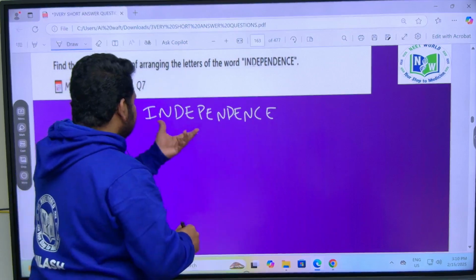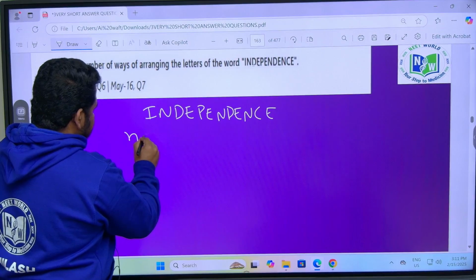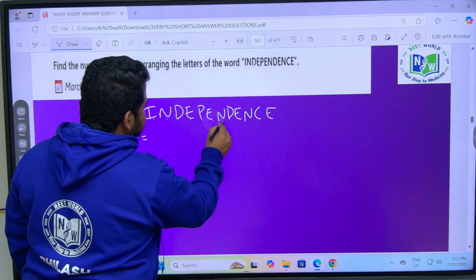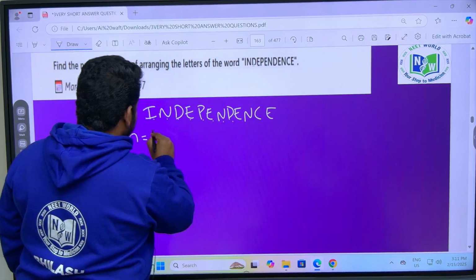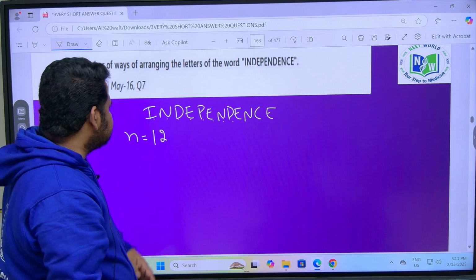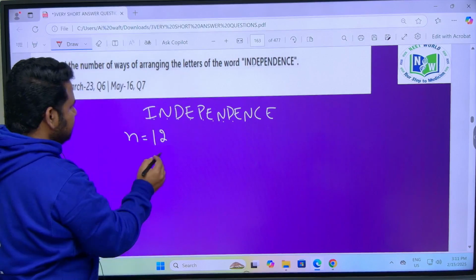First of all, you have to find out how many letters there are in total. The number of letters is n. n is equal to 1, 2, 3, 4, 5, 6, 7, 8, 9, 10, 11, 12. So now we have to find out which letters are repeated. See here, what is repeated?